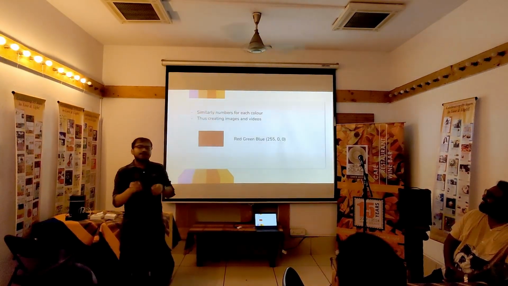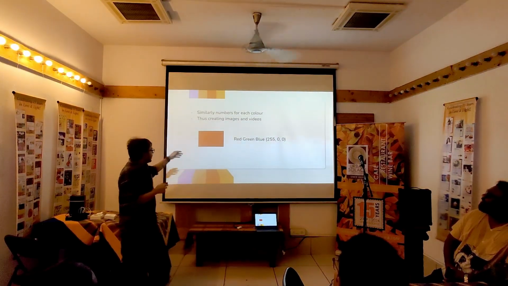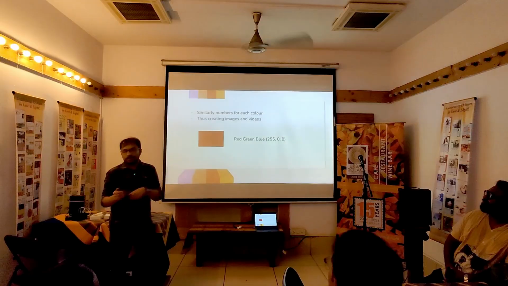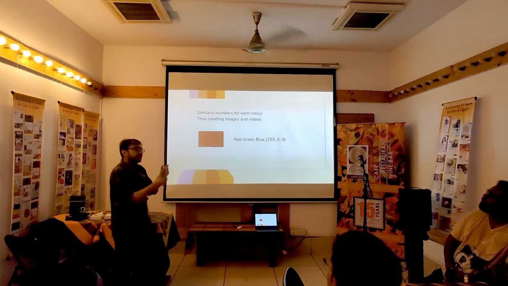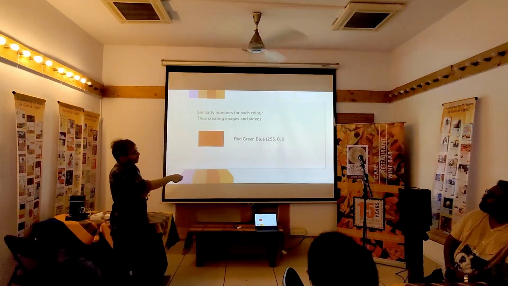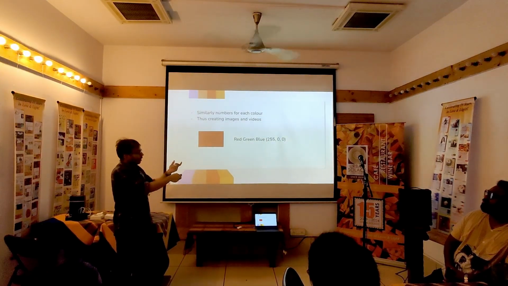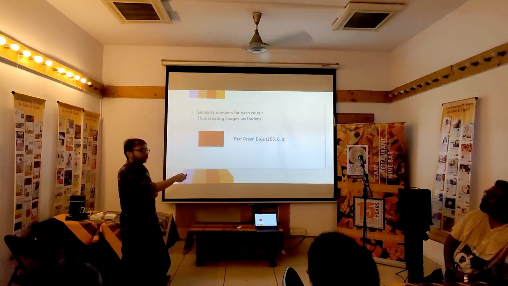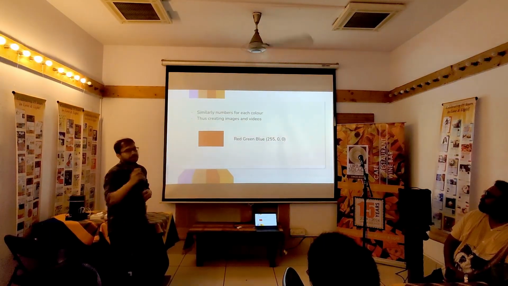And then you have images and videos, right? Again, numbers. You have something called RGB triplets. You tell it how much red you want, how much green you want, how much blue you want. So pure red means you want a lot of red, 255, and nothing of green and blue.